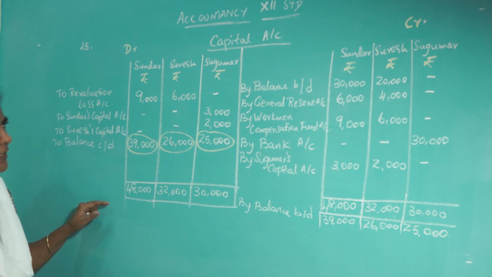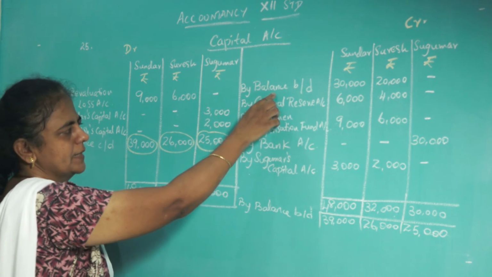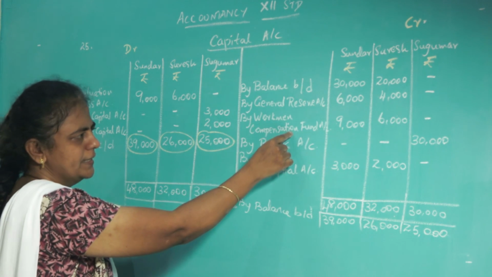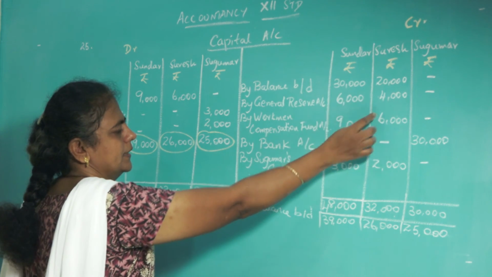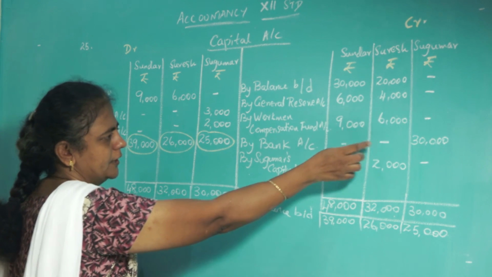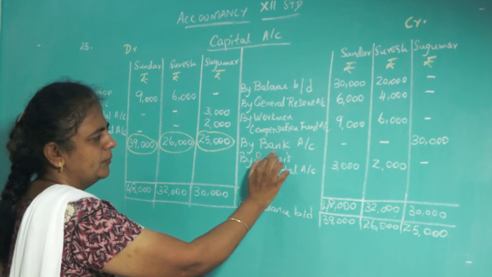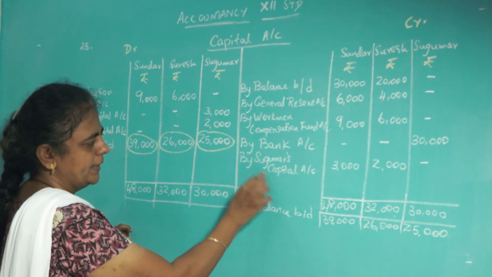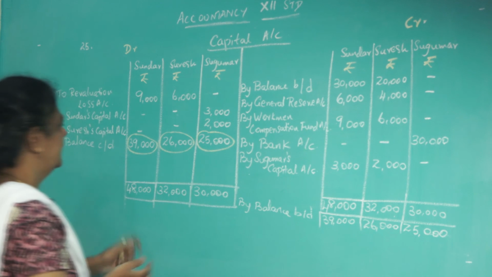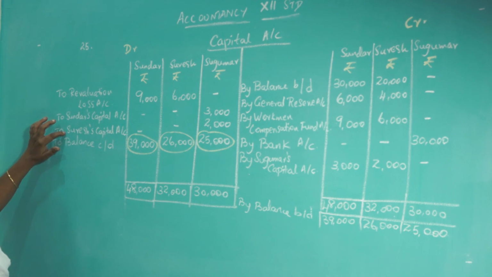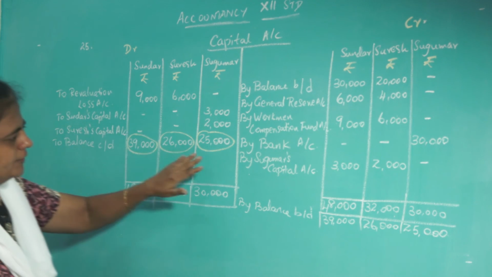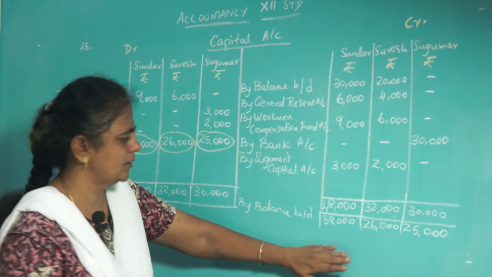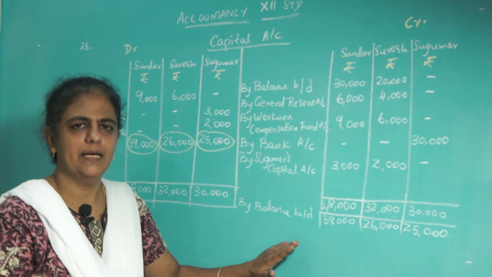So hope you understood, children. First bring down the balance, then if any reserve or fund is there, transfer it to the old partners in their old profit sharing ratio. Then the new partner is bringing money. For his share of goodwill, he is not able to bring it, so we write by Sukumar's capital, and that should be transferred to the two old partners. Then revaluation loss, find the difference, bring it down. Thus you have to take it to the final balance sheet.